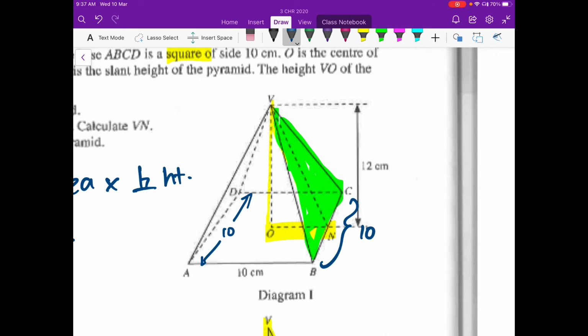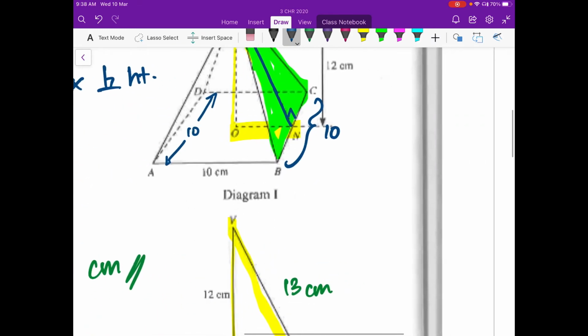So this triangle, the perpendicular height is our VN. Can you see that? VN is the perpendicular height. Now, is this VN the same as the 12? No, different. So I need VN, which is the perpendicular height, which we already found in the previous part. VN is 13.